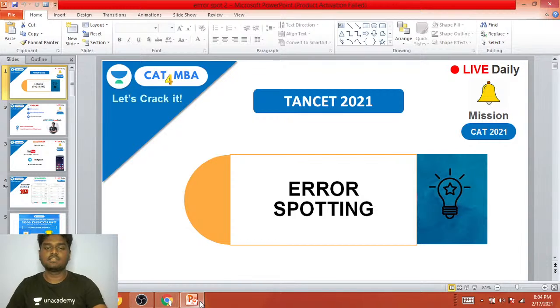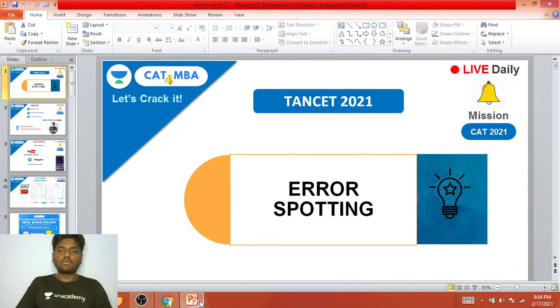In this session, we'll be seeing the continuation of the spotting the errors part one that we have seen yesterday. In this session, I have compiled some of the important, interesting questions under spotting the errors. Like how we did in the previous session, we will be spotting the errors for this session as well.